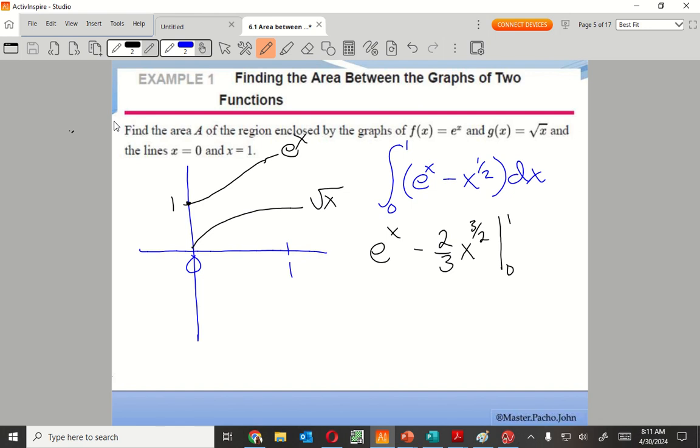And so let's go ahead and do the math on this one. This one right here, the upper bound, is going to be e to the 1, minus 2/3, minus the lower bound, which is e to the 0, minus 0.